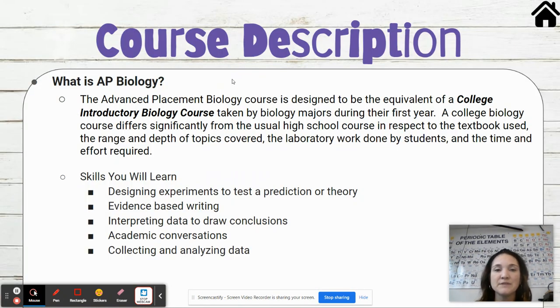It is a life science course. It is intended to be an introductory biology course that's taken by biology majors in their first year of college, whether it's at a four-year university or even at a community college.